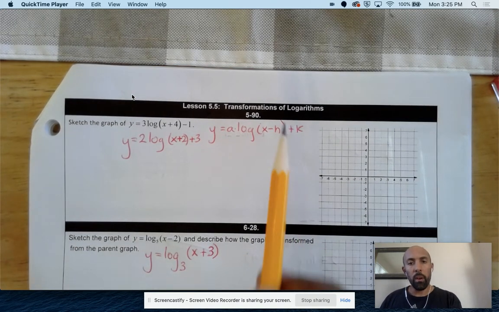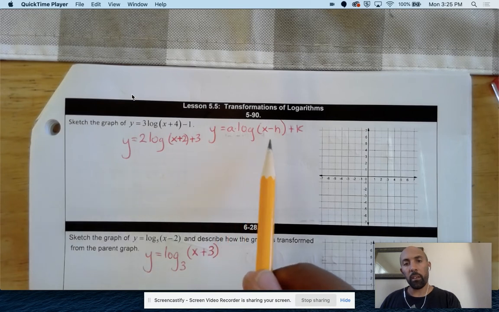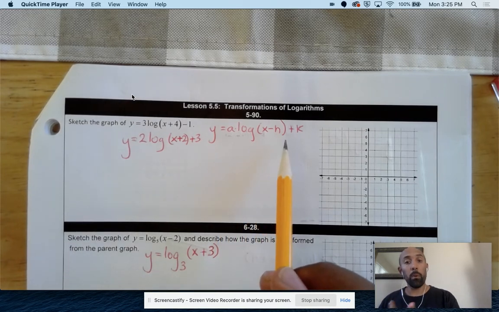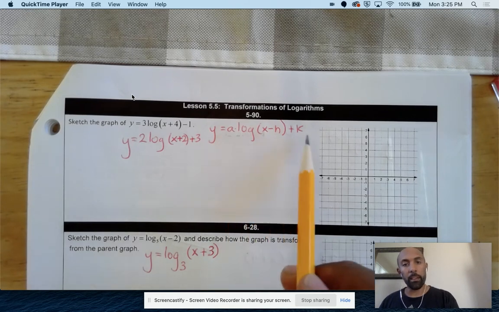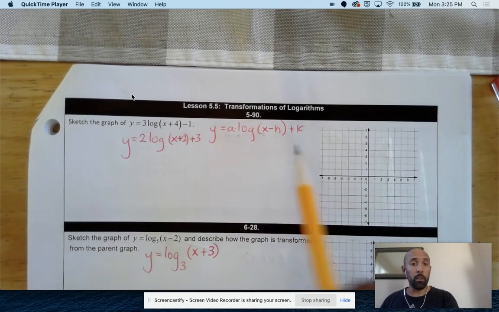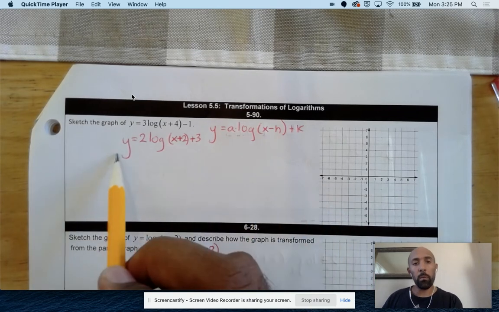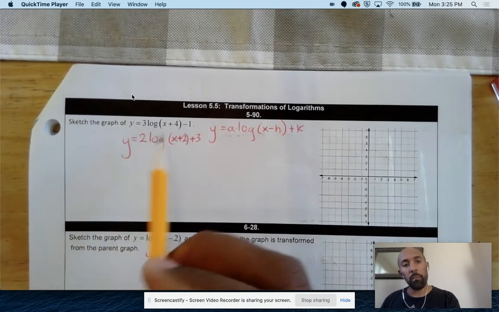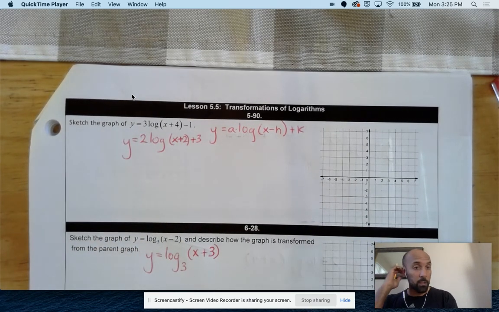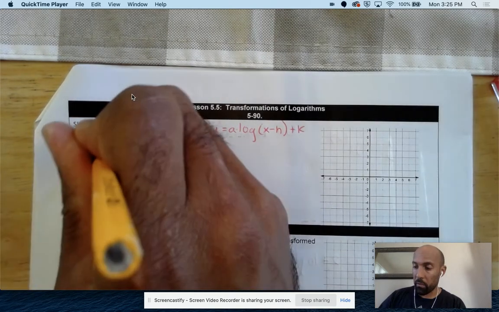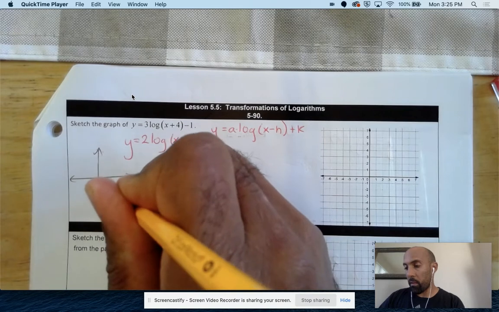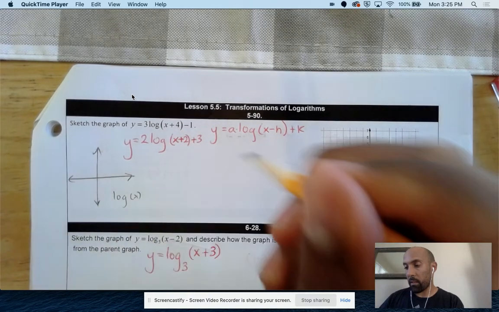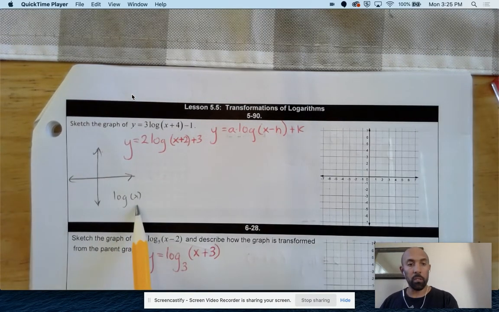Okay, so what I went ahead and did is wrote down the graphing form of a log. And those same values that we talked about, the A, the H, and the K, those are all here in the log as well. Okay, so here it says sketch the graph. All right, so to sketch this graph, let's take a look at what a parent function of log even looks like. Okay, so log of x, that's the parent function.